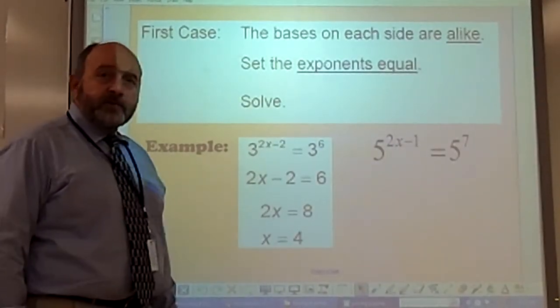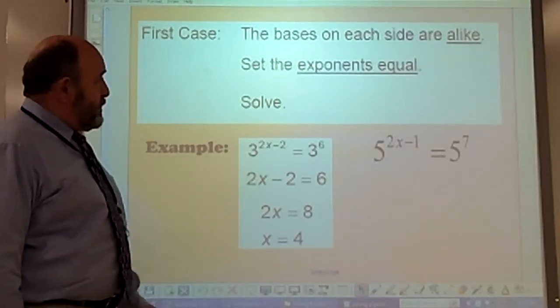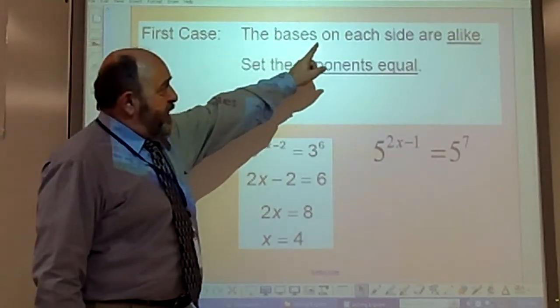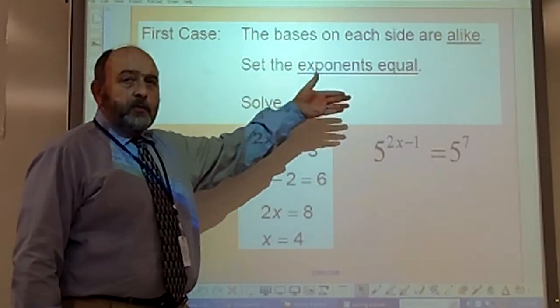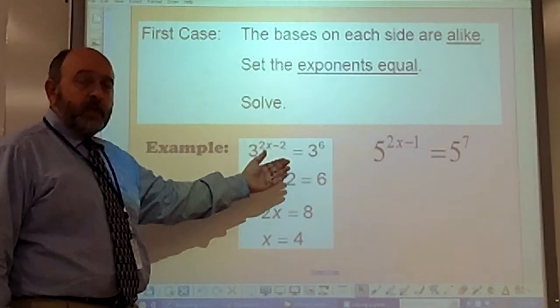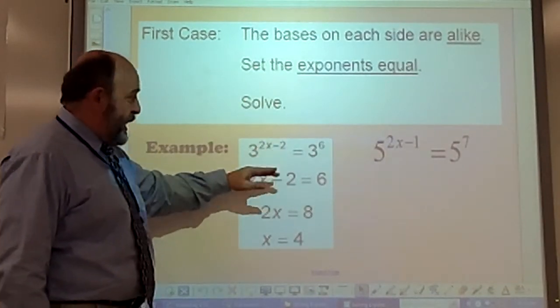Today, we have to learn to solve exponential equations. So we have two cases, as you can see here. First case, the bases on each side are alike, which means they're already alike. We will find out in the second case that we have bases that are not the same, they are not alike, and we have to change them. But here they're already the same.